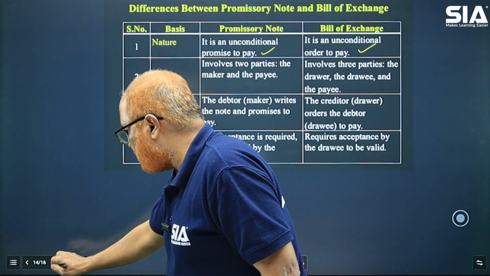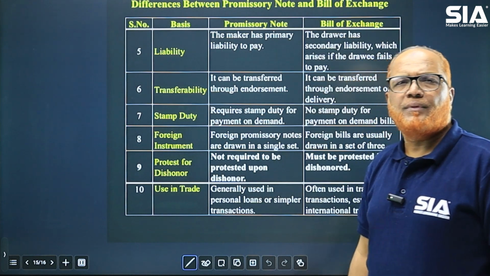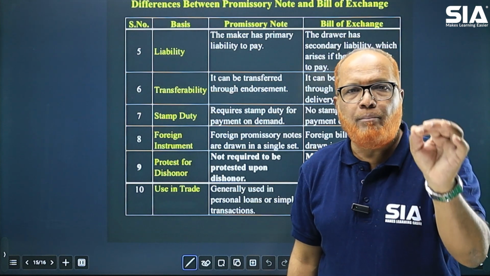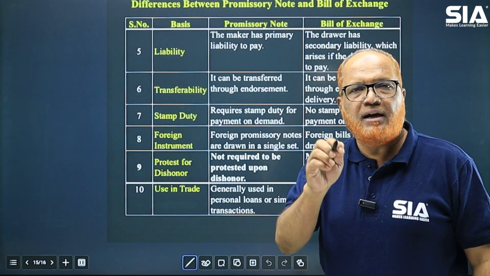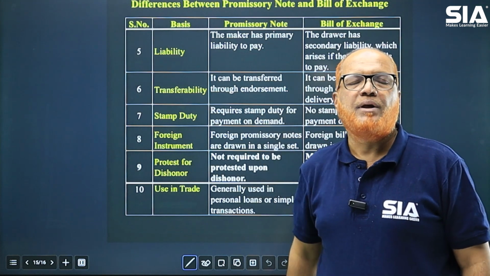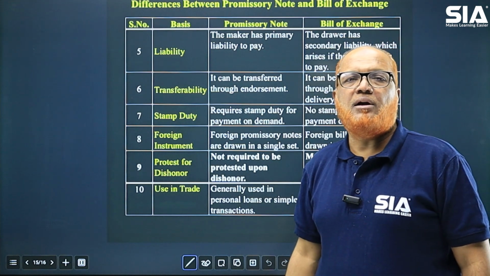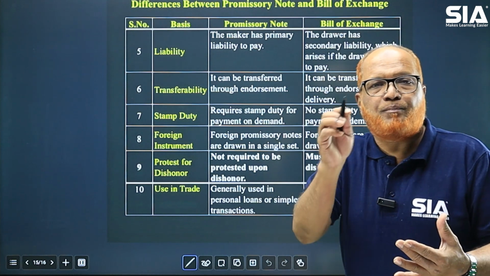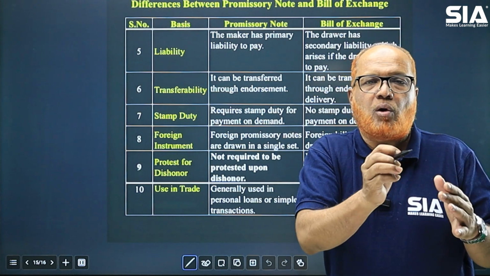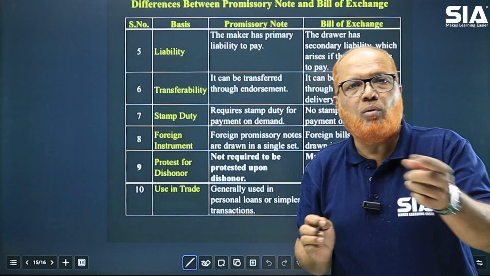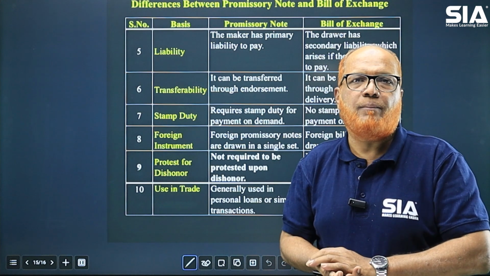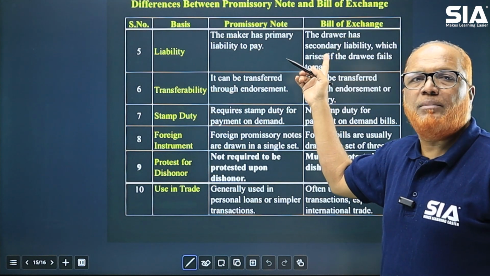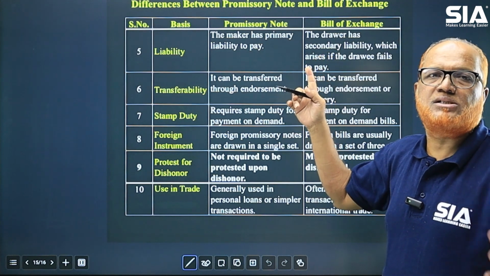Now some more differences I want to explain to you. Liability. In the case of promissory note, the primary liability is of the maker, the person who made the note. His liability is primary. But in case of bills of exchange, the drawer's liability is secondary, because the primary liability is that of the drawee. If the drawee dishonors the bill, only then is the drawer liable. So here the maker's liability is primary, and here the drawer's liability is secondary if the bill is dishonored.